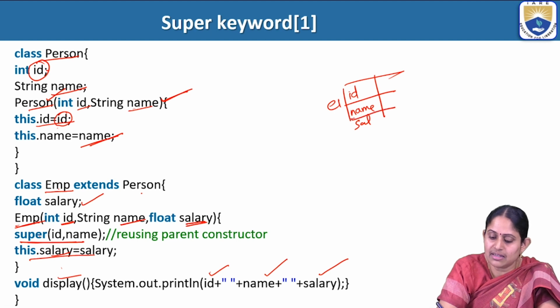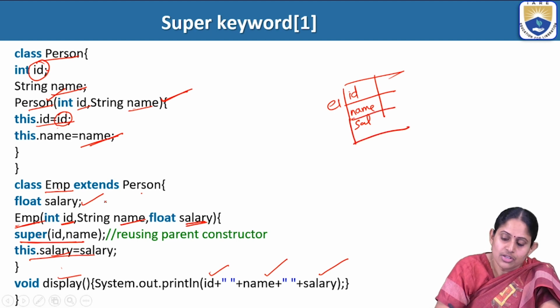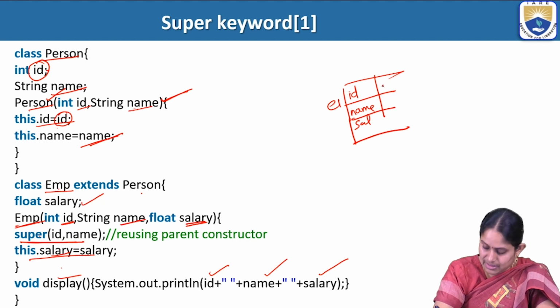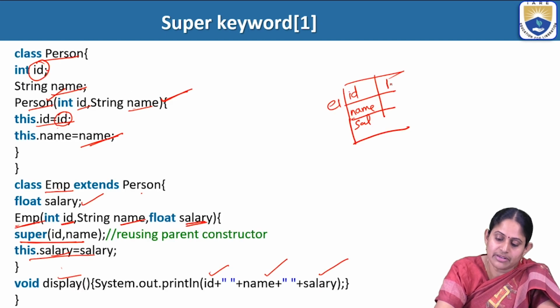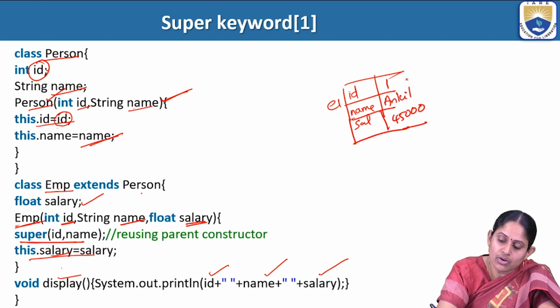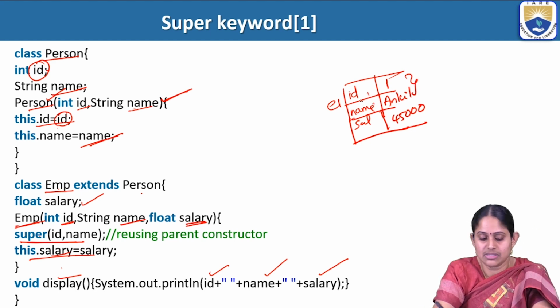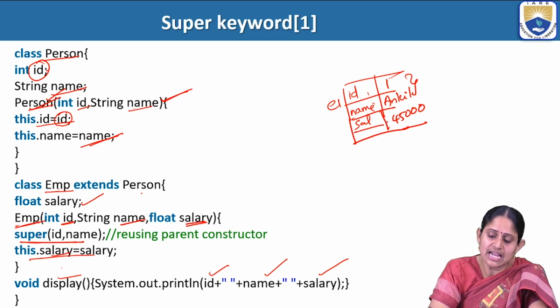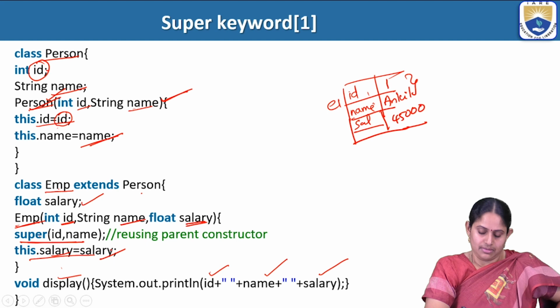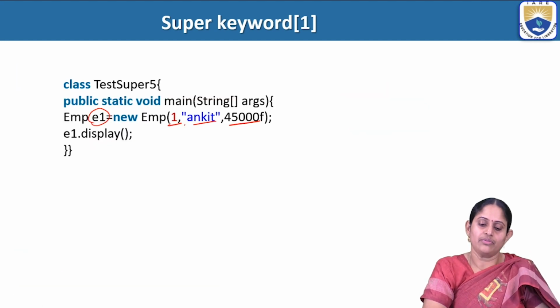ID, name and salary are the values of the E1 object. So ID is 1, name is Ankit and salary is 45,000. To assign these two values, it is invoking the person class constructor, the super constructor, and the salary is assigned inside itself. So this is how we make use of the super keyword to invoke the members as well as the constructor.